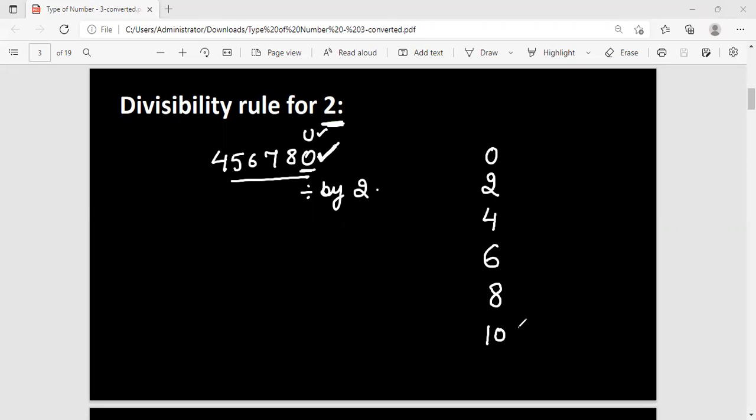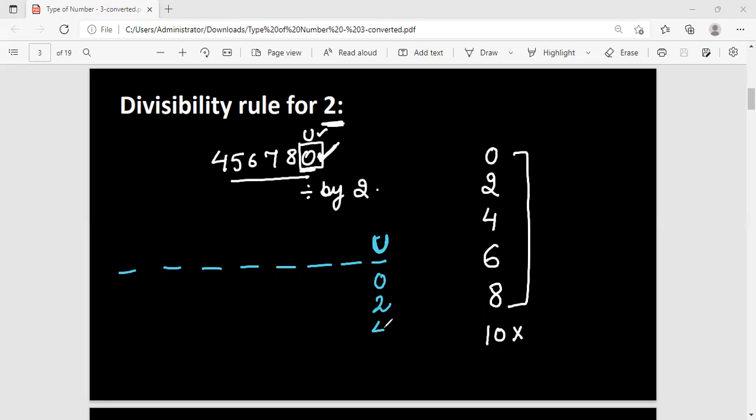I cannot say 10. Why so? Because we are talking about only the unit place. At the unit place, we can place a single digit number, right? From 0 to 9, how many numbers are divisible by 2? These 5. So whatever be the number of digits in the number, if the number is ending with either 0 or 2 or 4 or 6 or 8, the number will be divisible by 2.